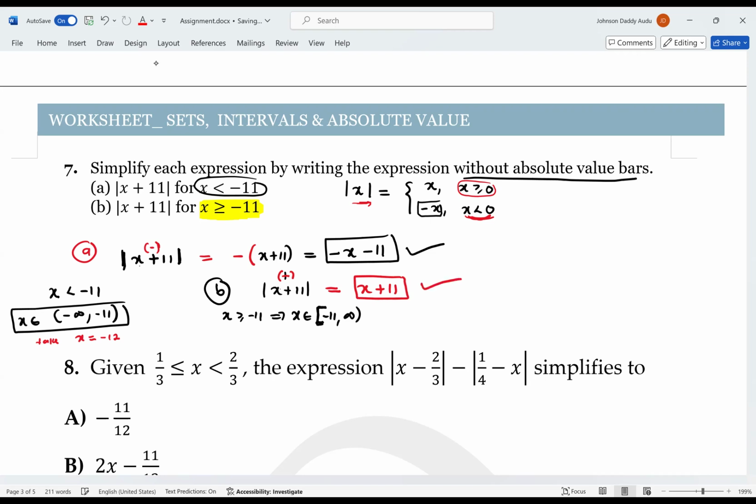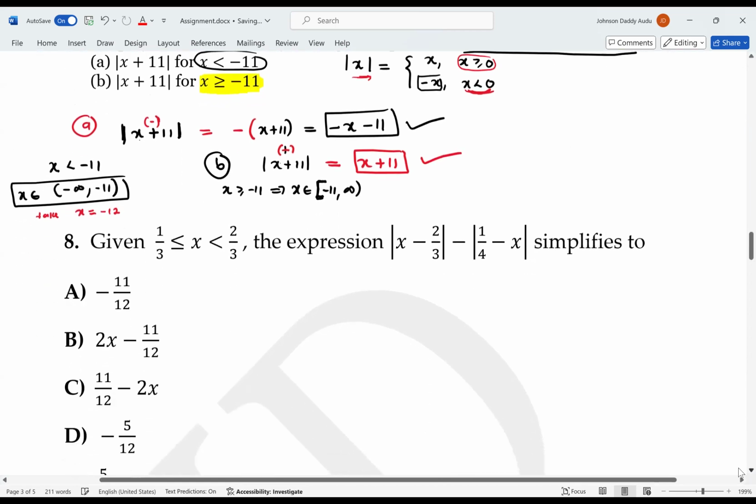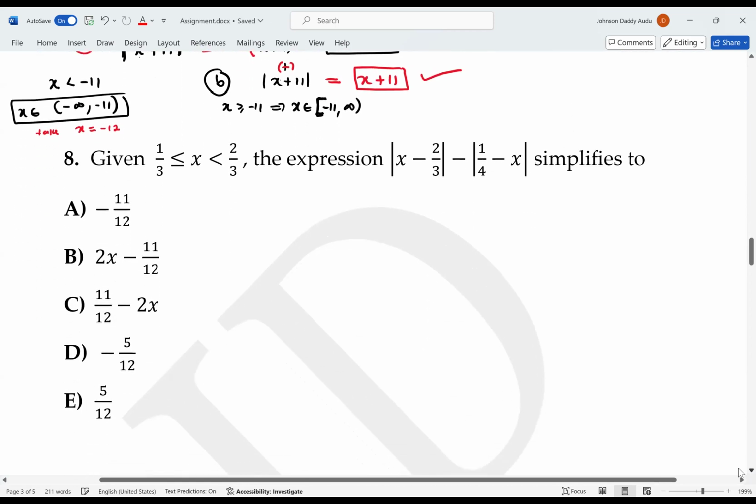So finally now, let's talk about question number 8. Question number 8 is one of your recitation problems, so also check your recitation. Now, this case is that you want to write this expression without absolute value. But we have a condition. The condition is this one.